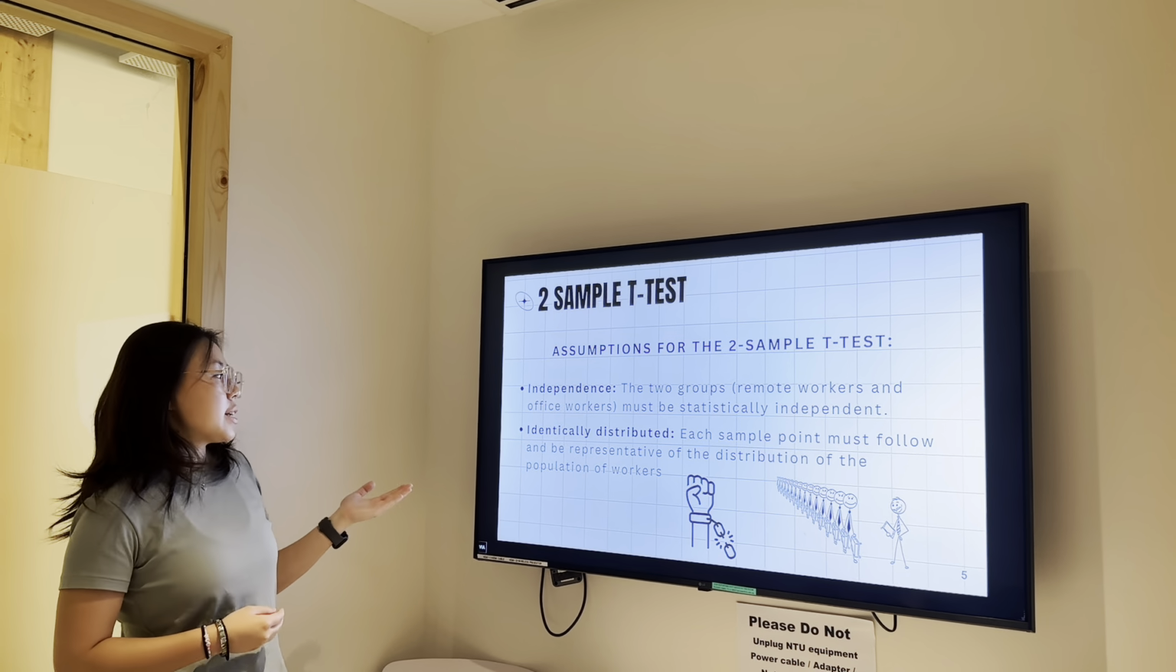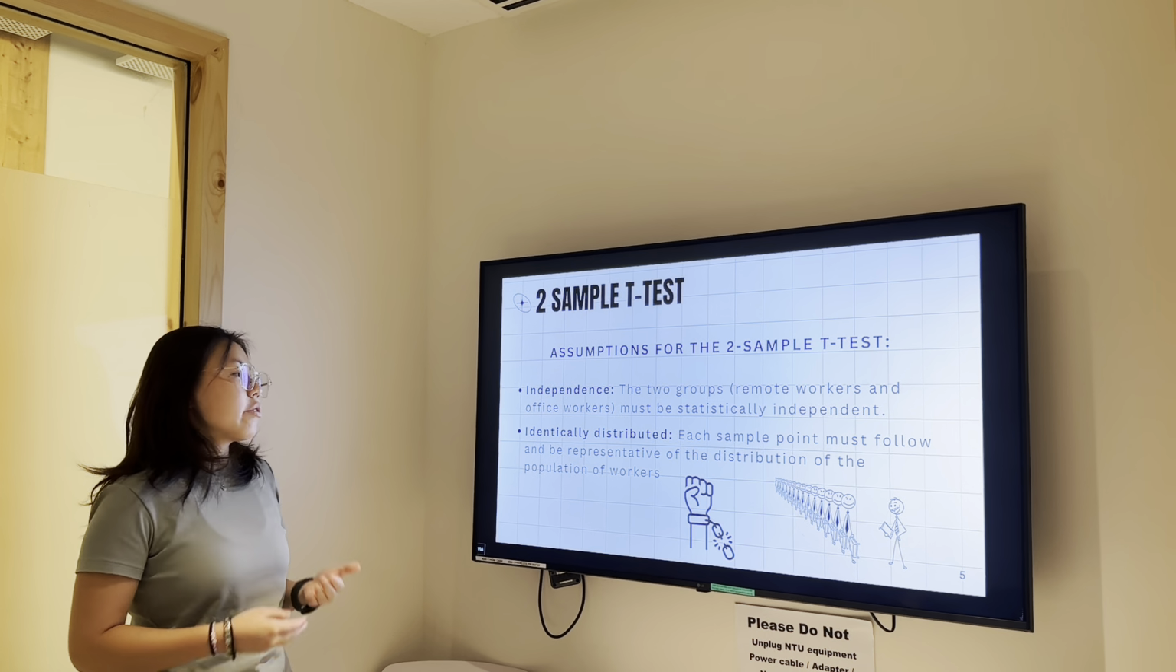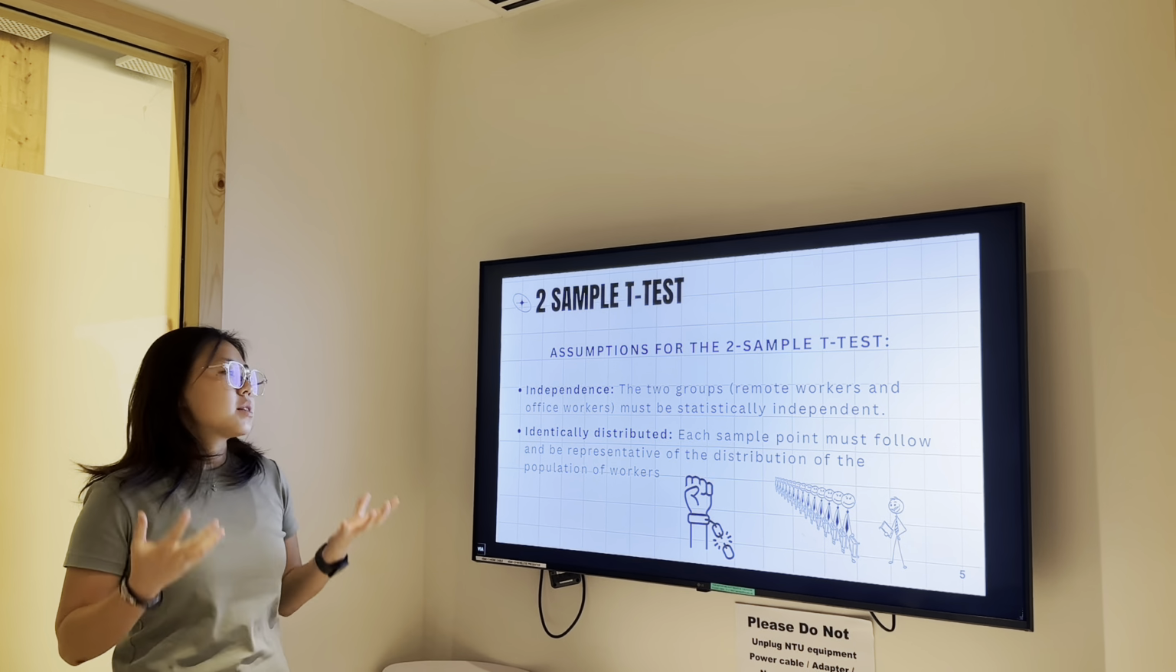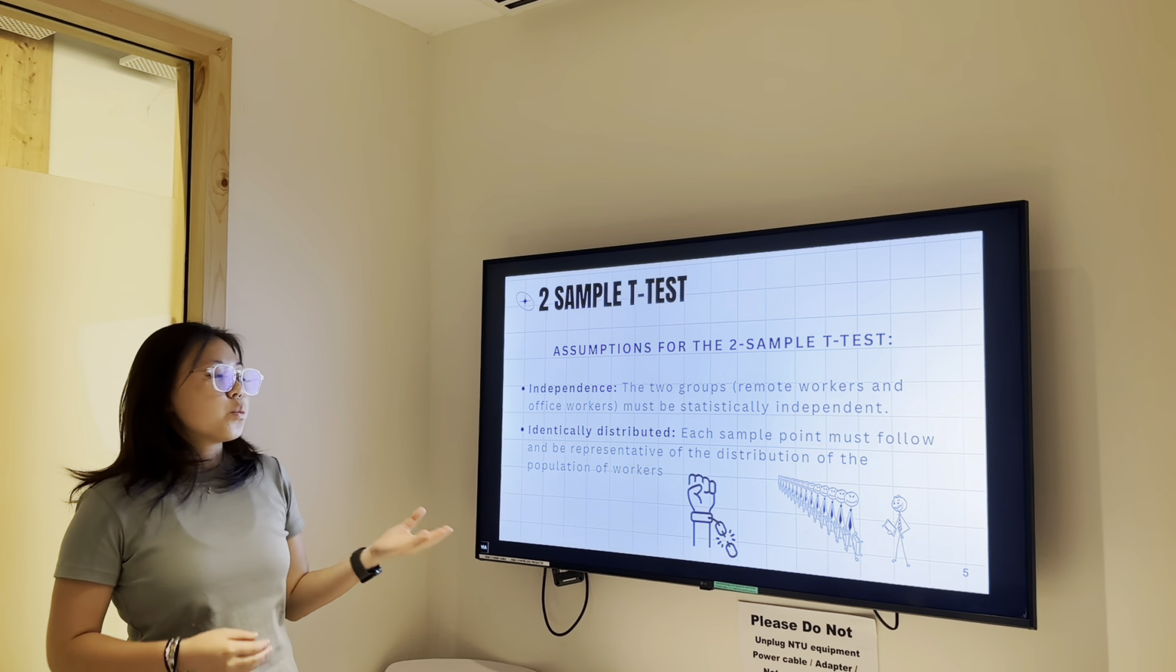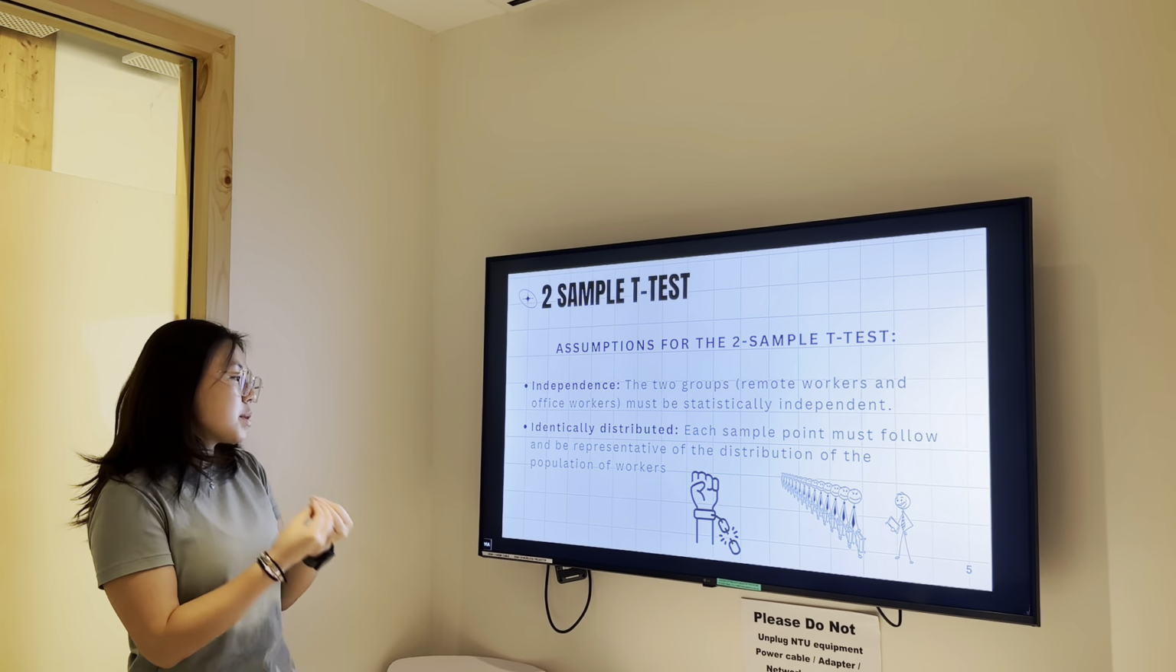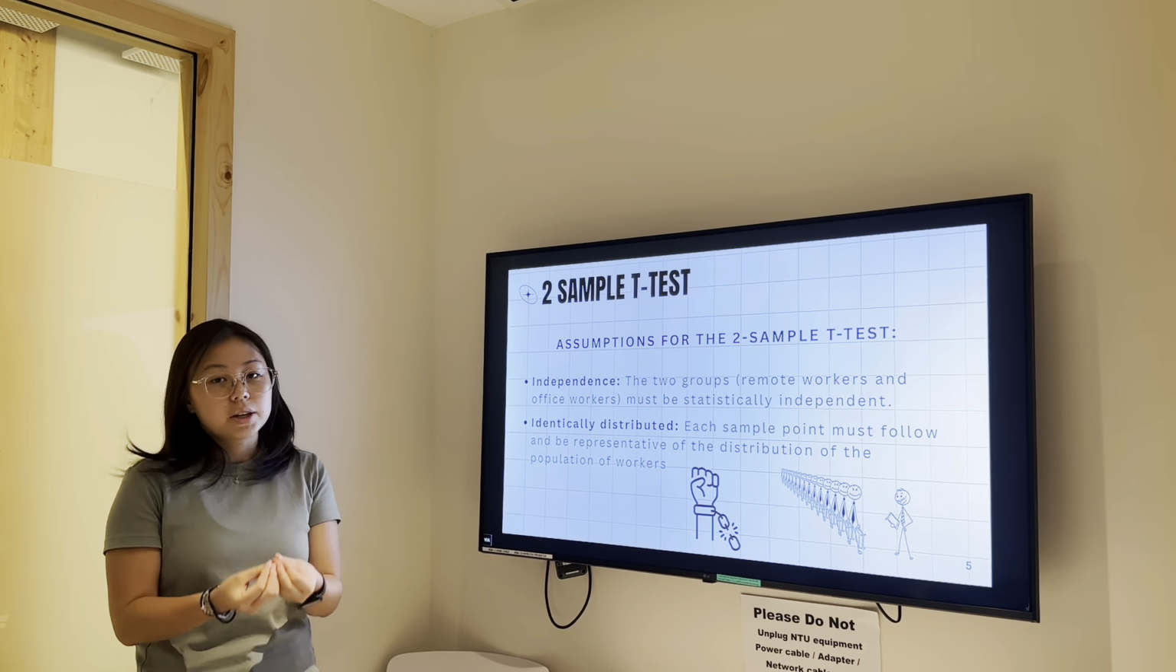Thank you, Anna. Now I'll be running us through the two-sample t-test. The first assumption is that there's independence in the two groups, where remote workers and office workers must be statistically independent. They must also be identically distributed, where each sample point must follow and be representative of the distribution of the population of workers.